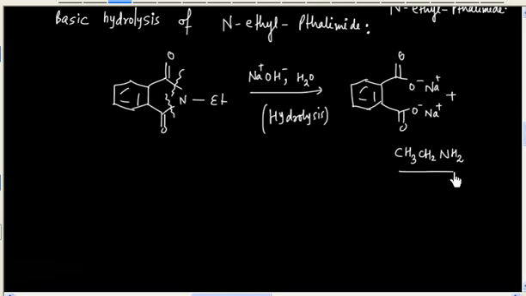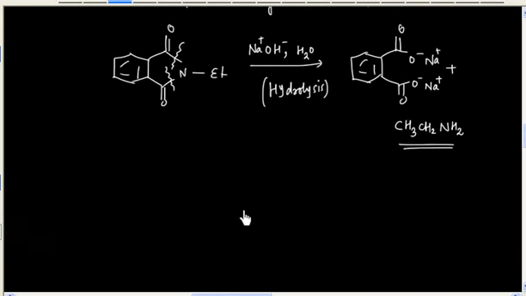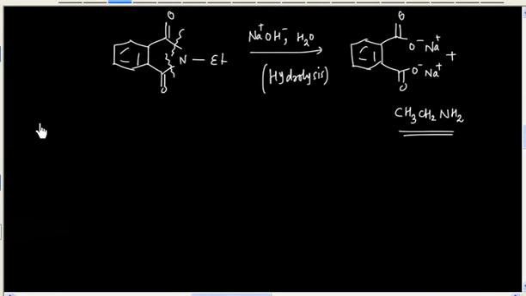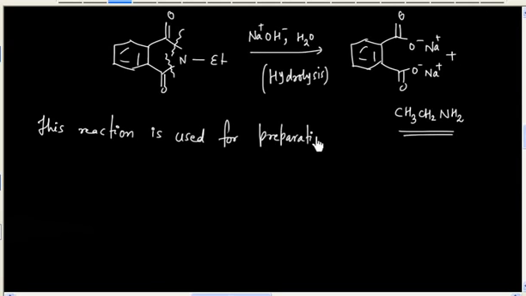So this reaction is used for preparation of primary amine. So this is the primary amine. So this reaction is used for preparation of primary amine.